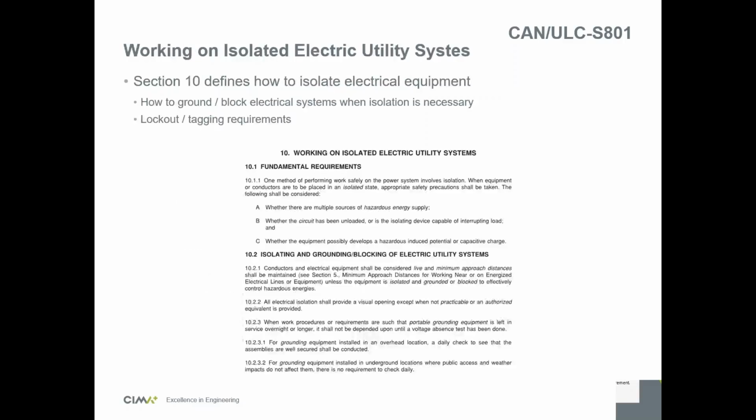Then you have section 10 that defines how to isolate electrical equipment. So when you need to work on a specific section of an equipment but not live, you need to isolate it. So this states the methods of work that need to be used to isolate the equipment. So how to ground and block the systems with lockout and tagging procedures.